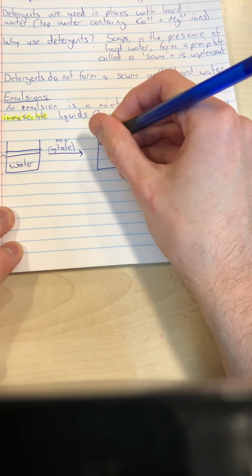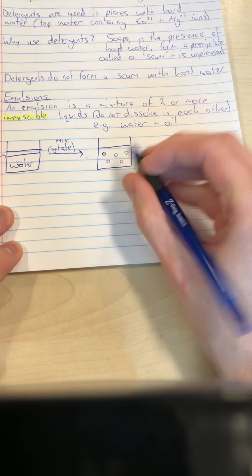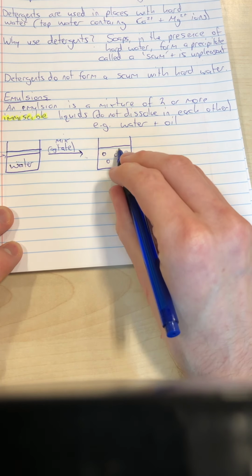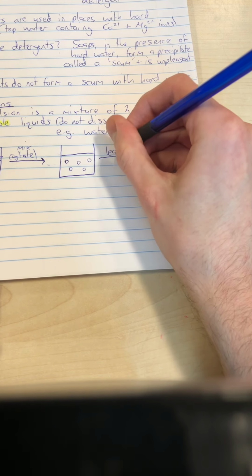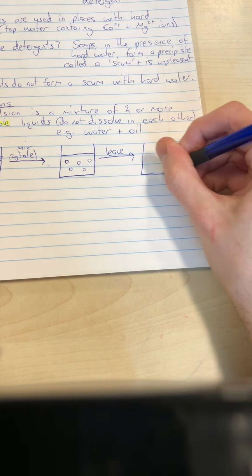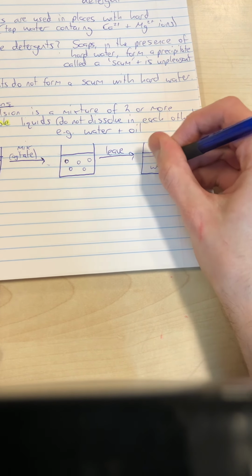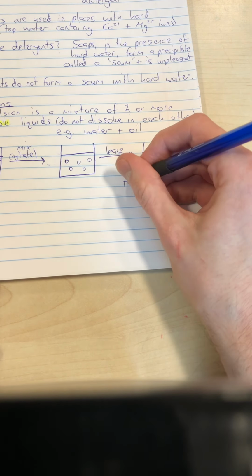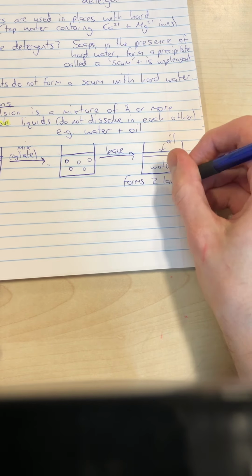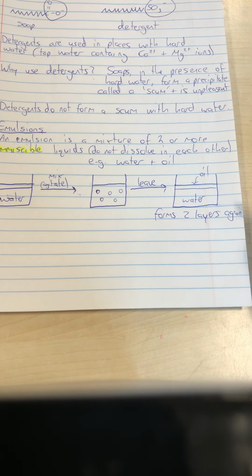Now what will happen is it will look like the water and oil are mixing. So you've got wee sort of oil droplets here. But what will happen, if you just leave it, instead of mixing, they'll go back to the original two layers. So you've got the water and you've got the oil. It forms two layers again.